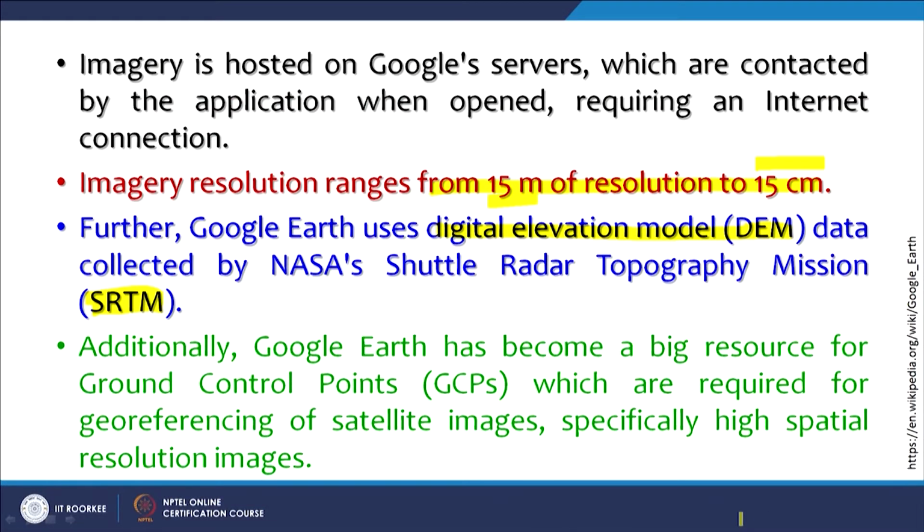My point here was that Google Earth has become a big resource for ground control points. As I have already mentioned, it helps in georeferencing, especially the high spatial resolution satellite images of our study area. Sometimes we do not have any other source of reliable ground control points, except going into the field and collecting through DGNSS. Instead of doing that, if we can rely on the GCPs which we can collect on Google Earth, then we can still perform very accurate georeferencing of high resolution satellite images using Google Earth.